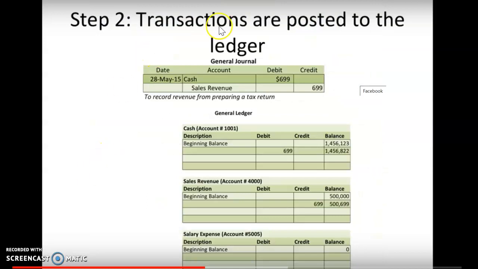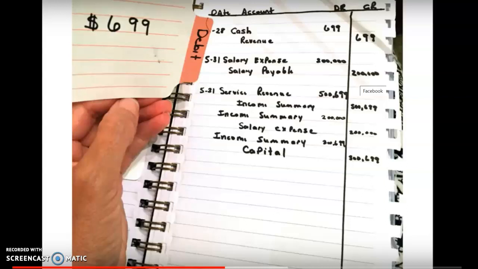Let's look at step number 2. Transactions are posted to the ledger. So this is your journal entry at the top. The journal is a listing of transactions, and then we're going to post those to the ledger. Posting just means copying it to the accounts. The reason that we do this is because we need to find out how much is in each account.